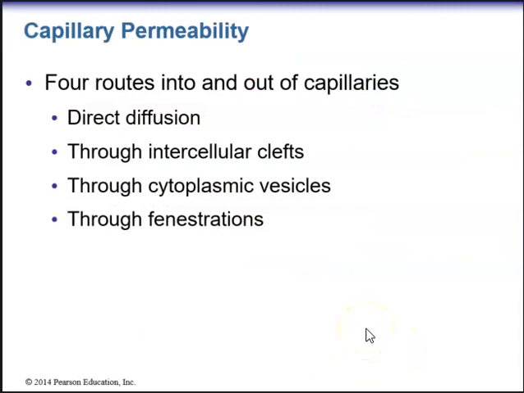So with regards to permeability, there are 4 routes into and out of capillaries. We have direct diffusion of molecules. We also have routes through the intercellular clefts, those spaces between the endothelial cells. We also have permeability through cytoplasmic vesicles, and then through pores or fenestrations.